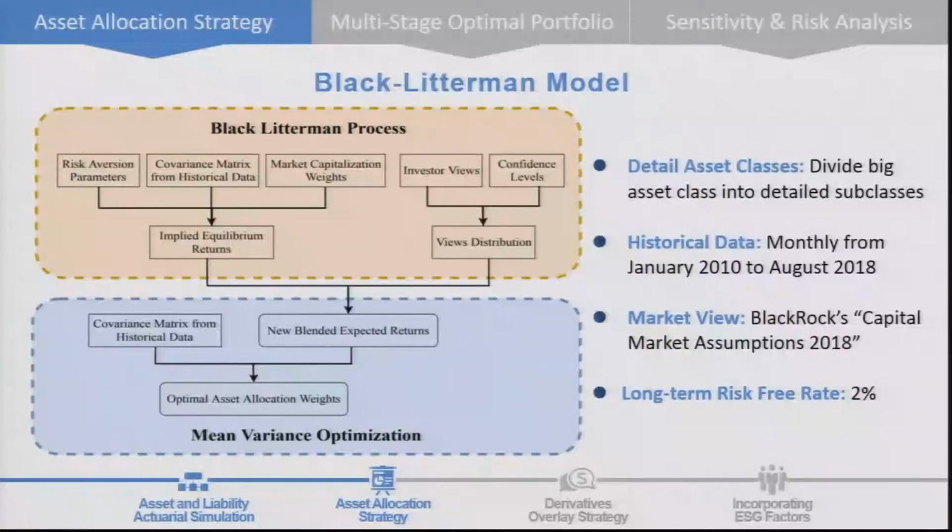All right. Thank you, Kevin. So for asset allocation strategy, we choose to use the Black-Litterman model. And here's a flow chart. So firstly, we divided big asset classes into detailed subclasses. Then we use risk aversion parameters, covariance matrix, and market capitalization from underlying benchmark indexes, historical data to get the implied return. Then we combined it with the future market views from BlackRock's assumption report and set the long-term risk-free rate as 2%. So we get the long-term expected return for each asset.